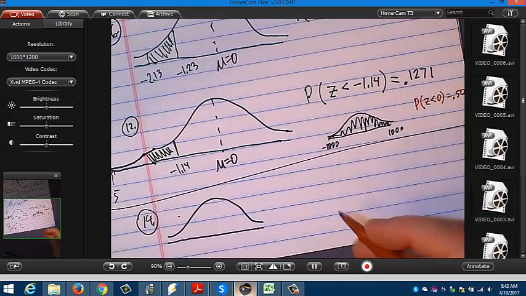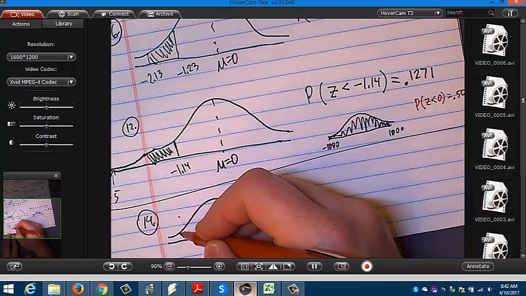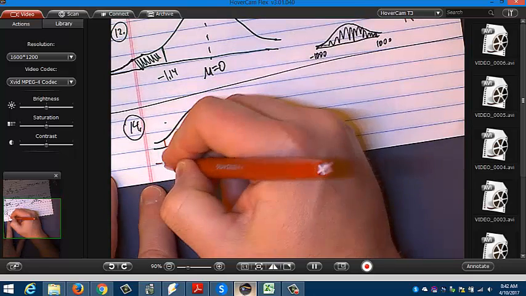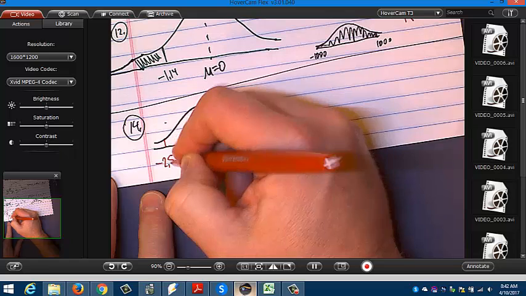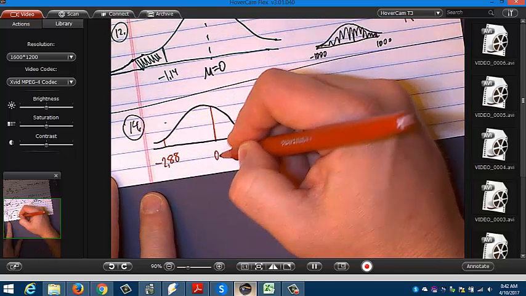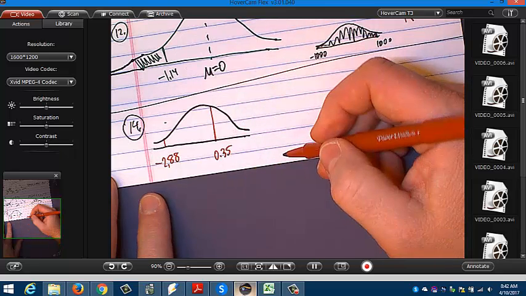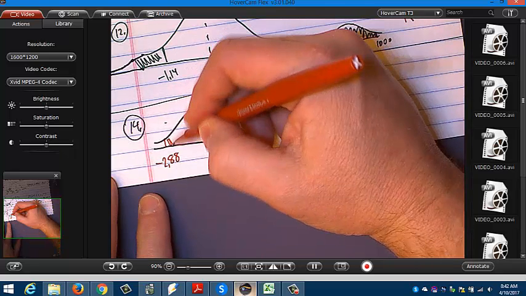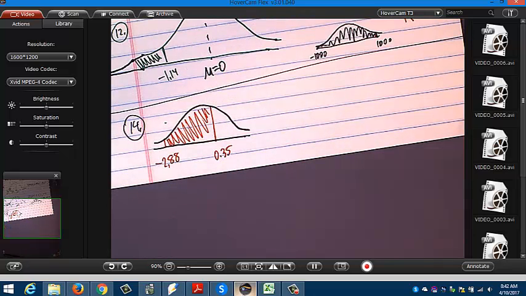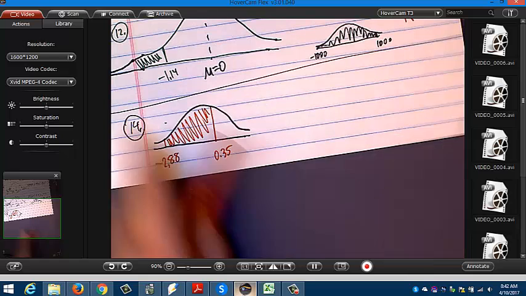For 14, the z-scores I want to be between are negative 2.88 and positive 0.35. I want to be between those z-scores. Here's a question. Do you predict that our answer is going to be less than 50% or greater than 50%? Talk to each other about that for about 20 seconds while I punch up the answer.